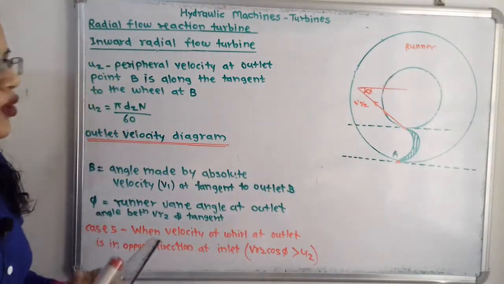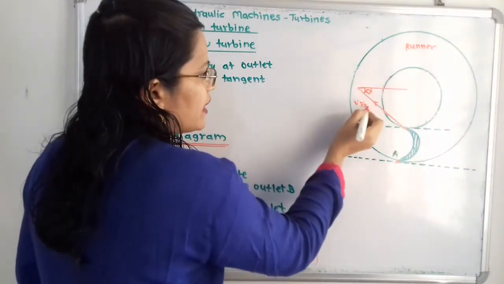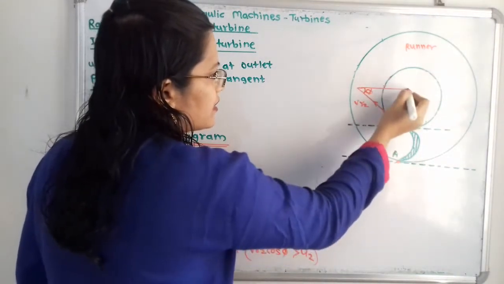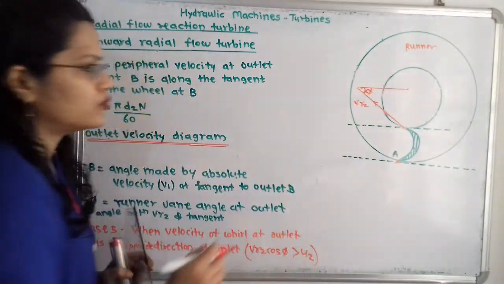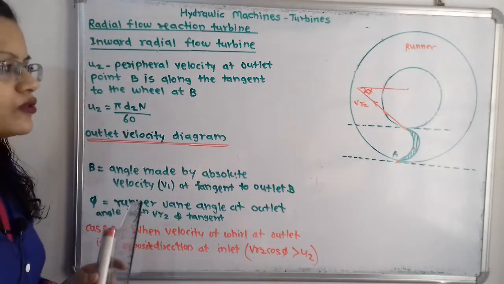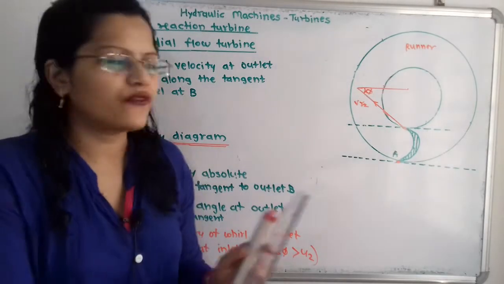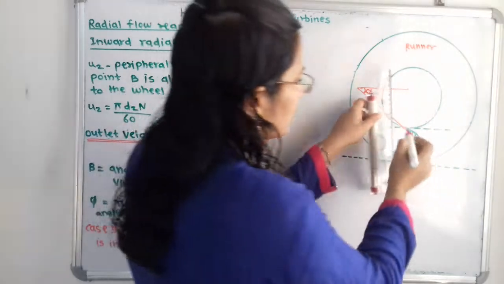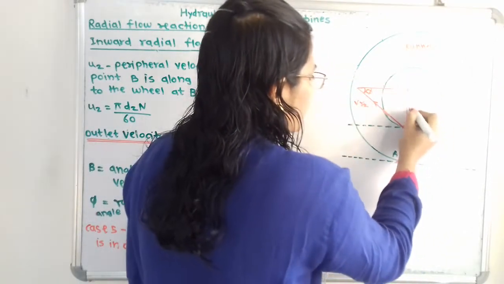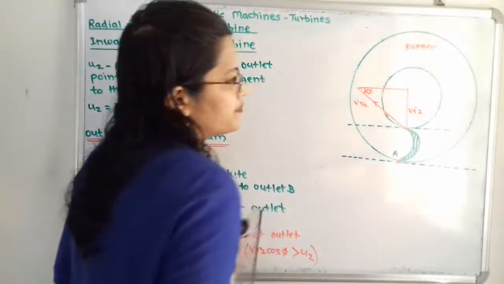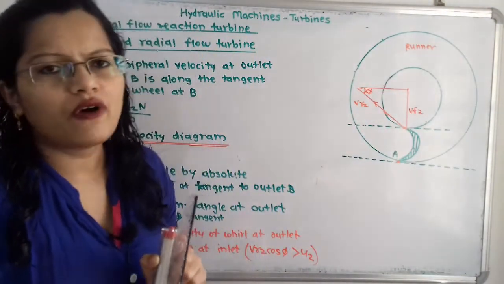Now VR2 cos phi means what? This line indicates VR2 cos phi, and that is greater than U2. So we have to show U2. But before that we will show the velocity of flow, Vf2. From this outlet point we draw one vertical line, that will be Vf2, and then we have to show V2.